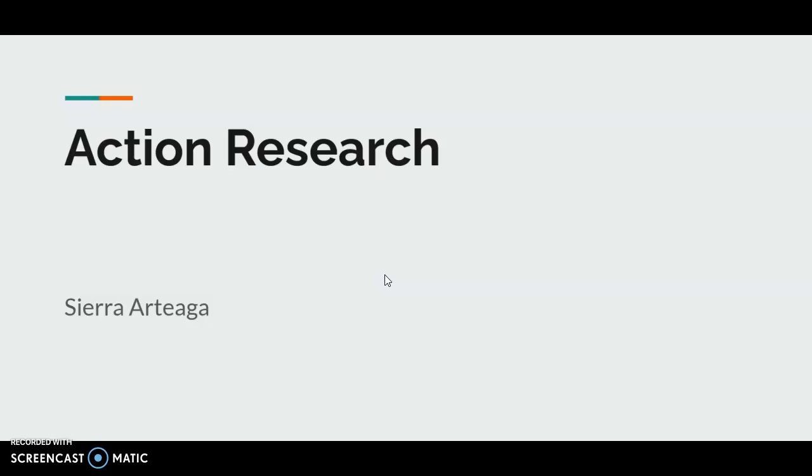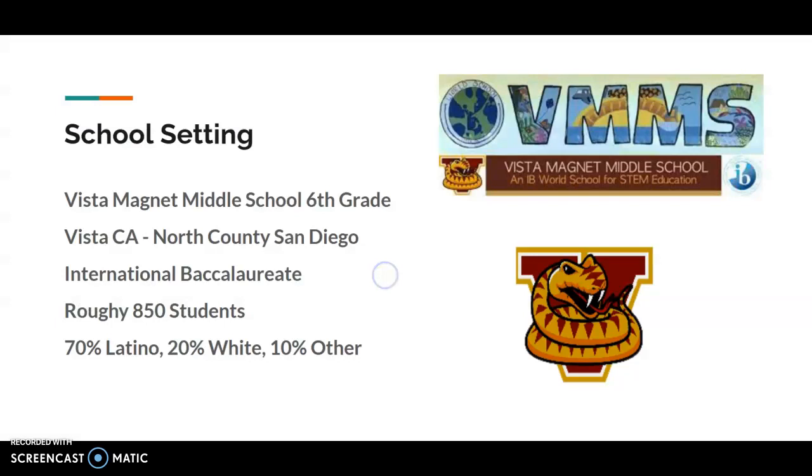Oops, can I put it aside? There we go. Okay, so my school setting right now, I'm at Vista Magnet Middle School. I am teaching sixth grade. The school is located in Vista, California, which is North County of San Diego. It is an IB school, an International Baccalaureate, which is a new setting for me.